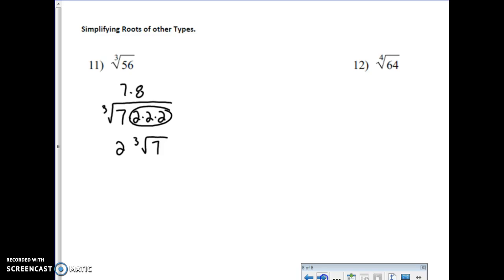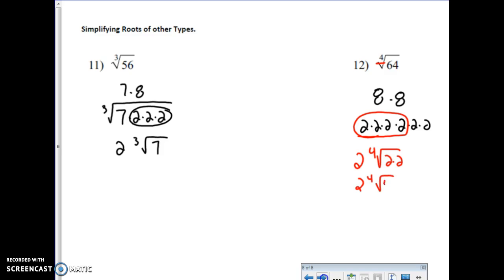When I look at 64, I know that is 8 times 8, and I'm looking at the fourth root. So I have 2 times 2 times 2 gets me the 8, and then I have another 3 2's being multiplied together. So I'm looking for 4 because I'm looking for 4 of something that helps me get that number. So I have 1, 2, 3, 4 2's times the fourth root of 2 times 2, which is 2 times the fourth root of 4.